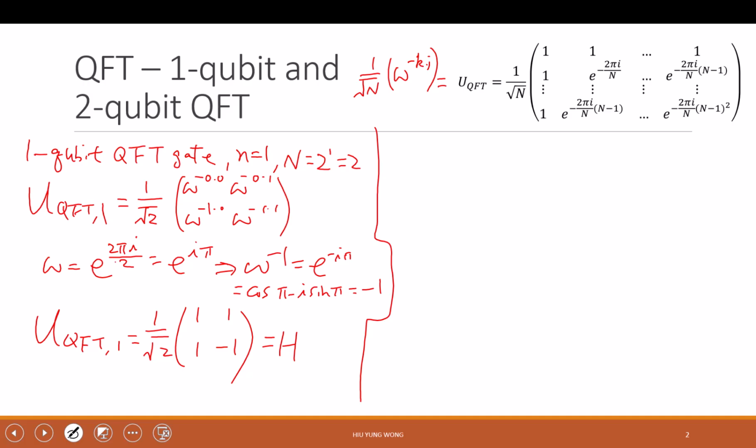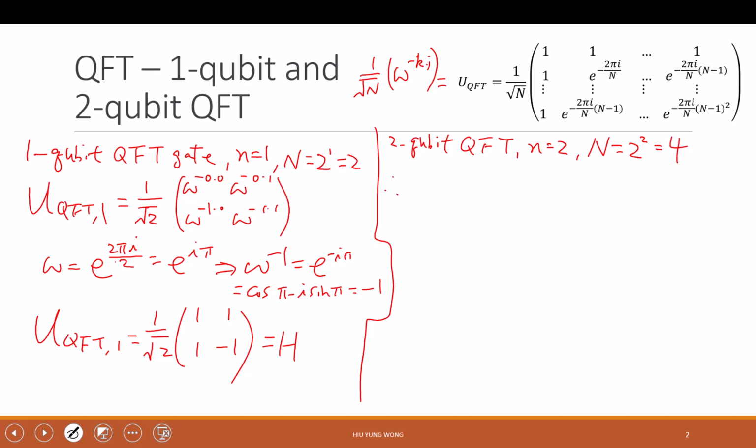So let's look at a 2-qubit quantum Fourier transform gate. What is small n this time? How many qubits? I'm asking a trivial question. How many qubits do we have? 2. What is capital N, the dimension? 2 to the power 2 equals 4. So it is a 4 by 4 matrix. And we know that 3 qubits gives 8 by 8. So how do we find it?